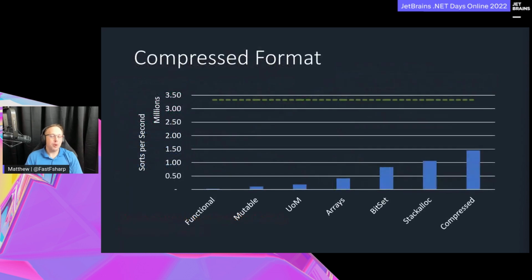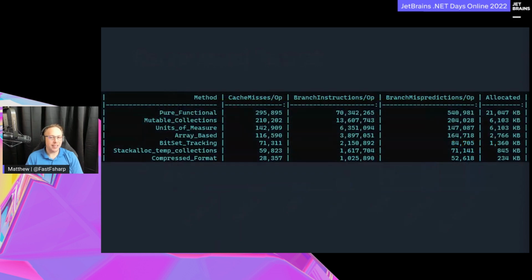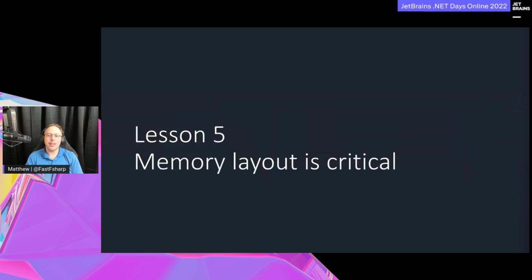So when we benchmark that, it's like, oh, awesome. 1.4 million sorts per second. We are making progress. And our cache misses have gone down significantly. Our branch mispredictions have gone down significantly. So a repeat of lesson 5, memory layout is critical for performance.